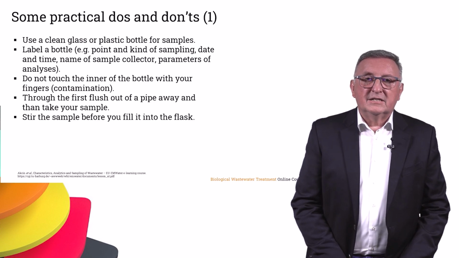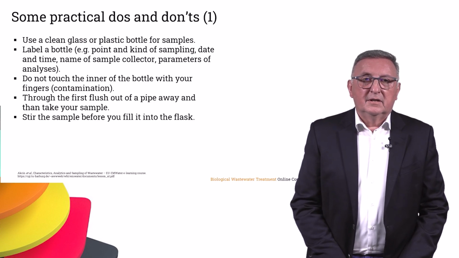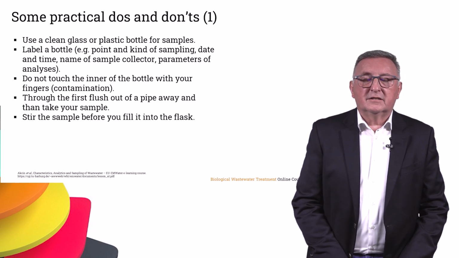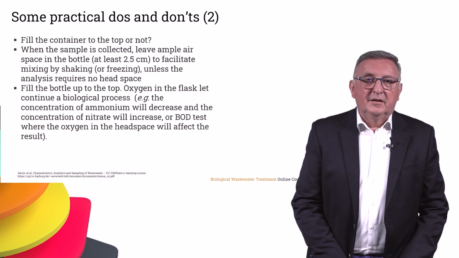Use a clean glass or plastic bottle for samples. Label a bottle, for example, point and kind of sampling, date and time, name of sample collector, parameters of analysis, and so on. Do not touch the inner of the bottle with your fingers because you will contaminate it. Throw the first flush out of the pipe away and then take your sample. Stir the sample before you fill it into the flask.